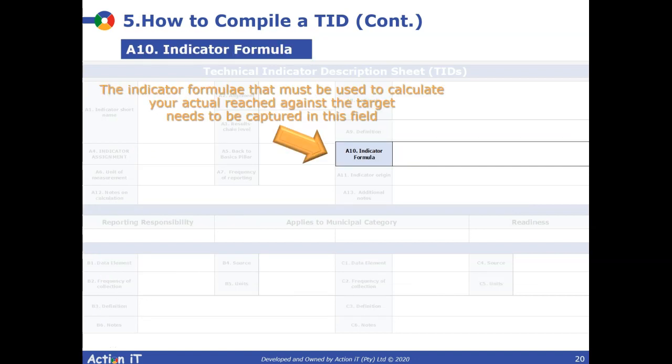In A10, indicator formula, capture the indicator formula that has been used to calculate the actual reached against the target. In our example, the indicator formula that will be captured is the total number of full-time firefighters employed by the municipality divided by the total municipal population multiplied by 1,000. The 1 represents the numerator and the 2 the denominator in the formula.